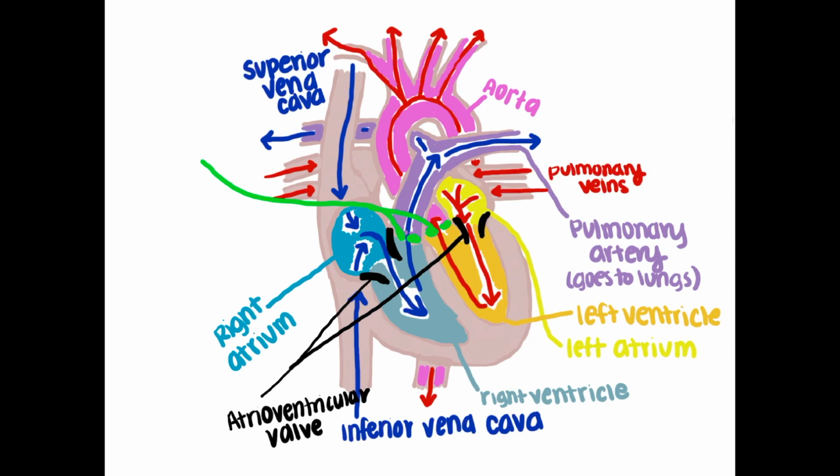The second valve type is the semilunar valve, which is found between the ventricles and the arteries they feed into that are going out of the heart.